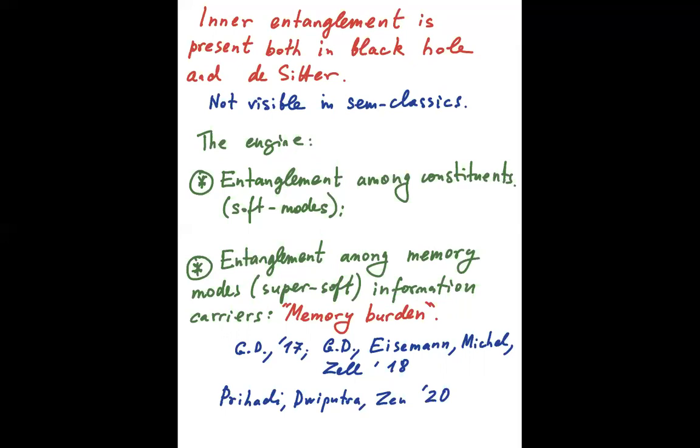So this is what I'm discussing. And there are two contributions to this self-entanglement. One is from soft modes, and the other is from super soft modes. Okay, so that's what I'm saying. Since I didn't discuss this memory burden, I can talk more about it in the question section, happily. But these are both components of the inner entanglement.